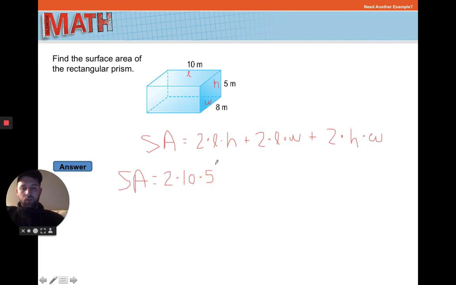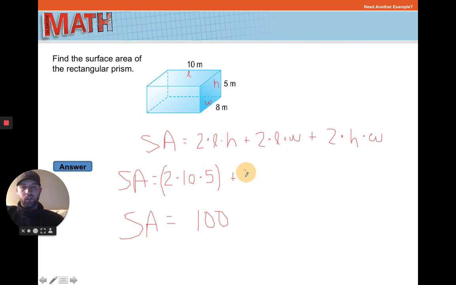Now, some of you can go ahead, if you'd like to, and just solve this right away. If you want to go ahead and multiply and add later, that works for me. So let's go ahead and try that this time. We'll solve it as we go. If I do this multiplication problem, 2 times 10, you should get 20. And then 20 times 5, you should get 100. Okay, so that's going to be our first part.